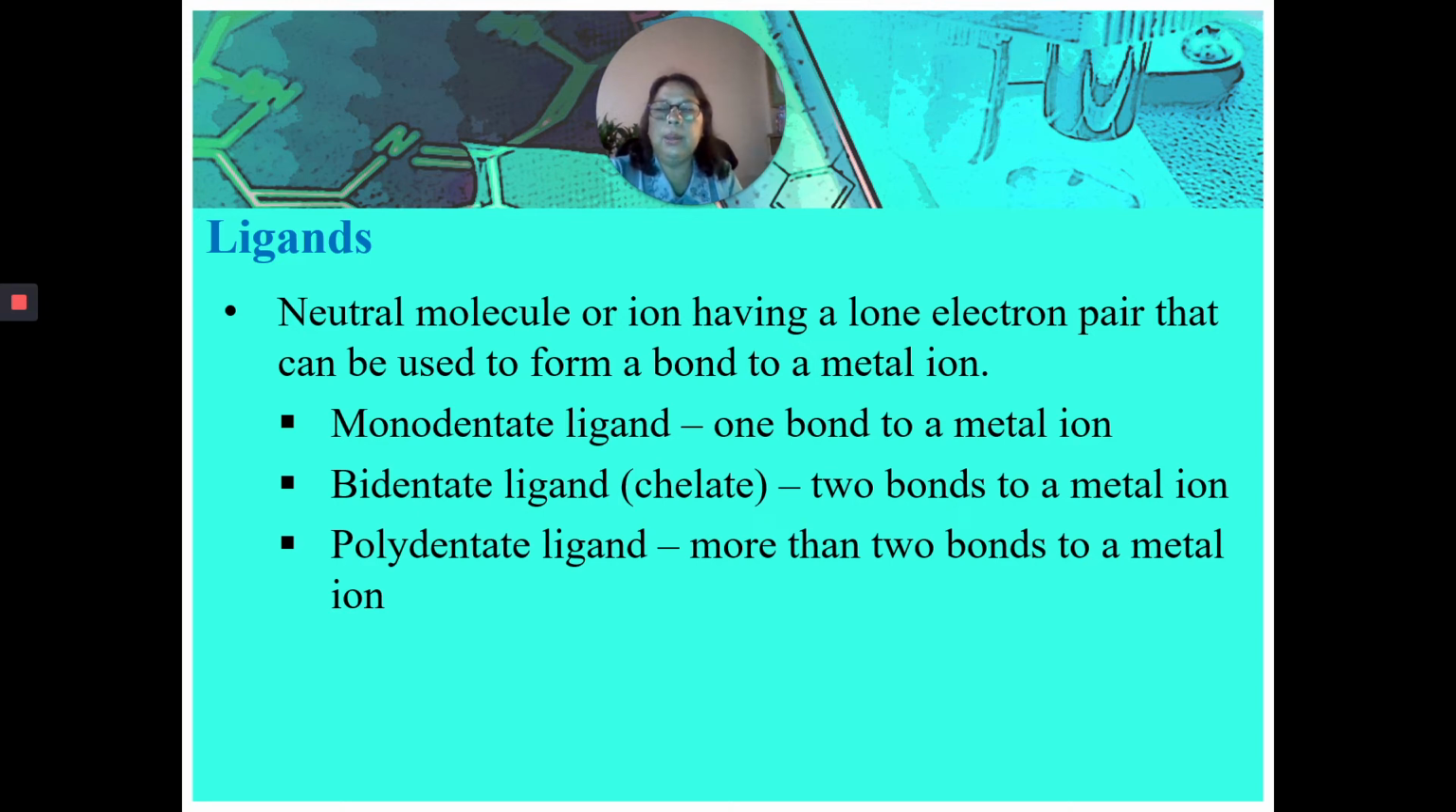Bidentate ligand, or also known as your chelate. Bidentate ligand, there are two bonds to a metal ion. Now, a ligand is a polydentate ligand if it has more than two bonds to a metal ion.